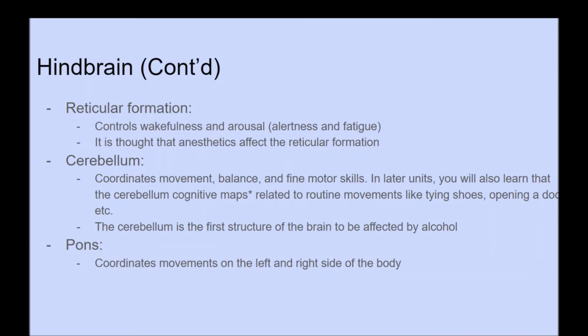In later units, you will also learn that the cerebellum is also involved in storing cognitive maps. The cognitive maps are routine movements like tying your shoes, opening doors, etc. The cerebellum is the first structure of the brain to be affected by alcohol. And then we get to the pons, which coordinates movements on the right and left side of the body.